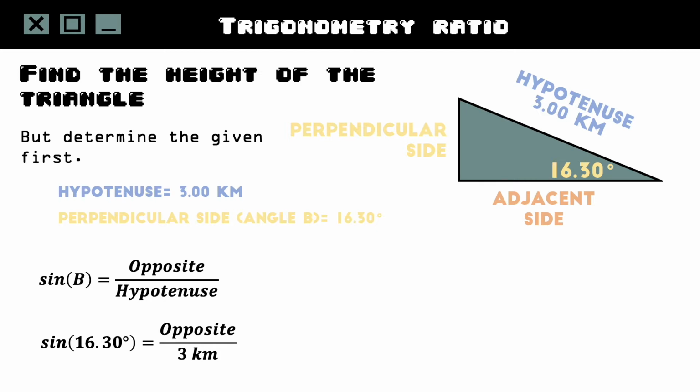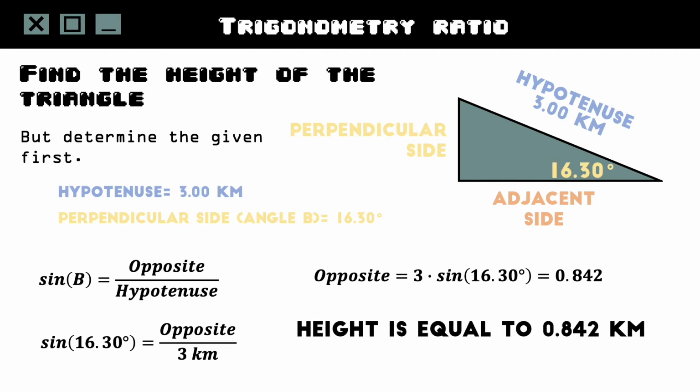Manipulating the equation and using our calculators, we find that the opposite side equals 3 times the sine of 16.30 degrees, which is equal to 0.842. Thus, the height of the triangle is 0.842 kilometers.